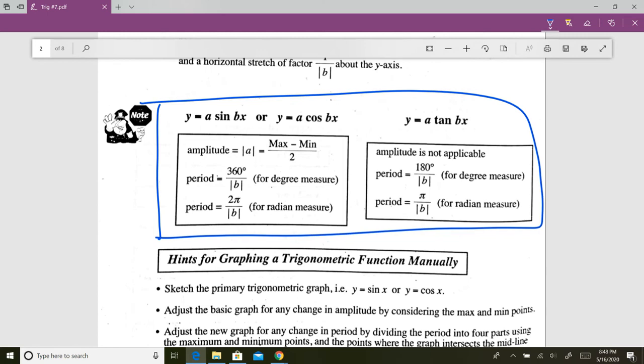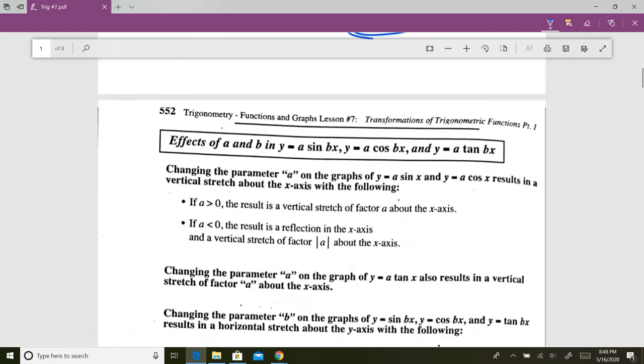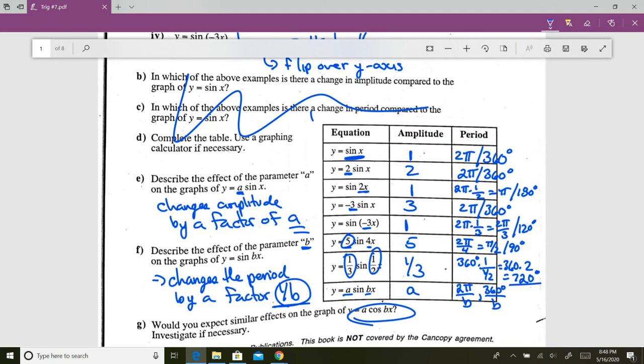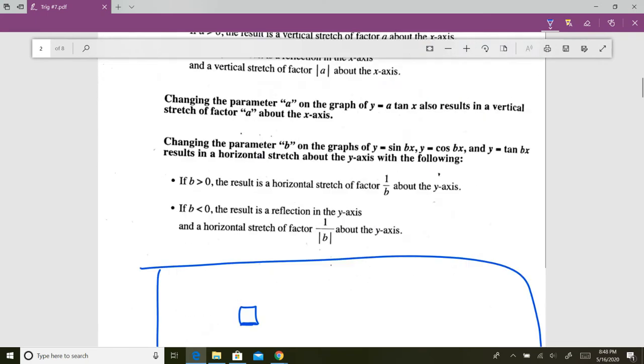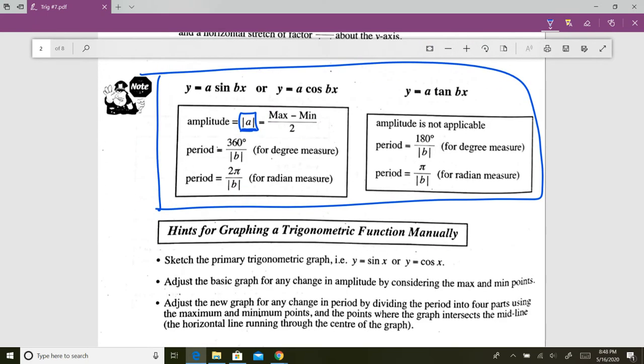Okay? This is the one we just did, sine and cosine. The amplitude is actually the absolute value of A, as you saw here. When it was negative, our amplitude was still 3. So it's the absolute value of A, or max minus min. This formula is used when you have graphs.